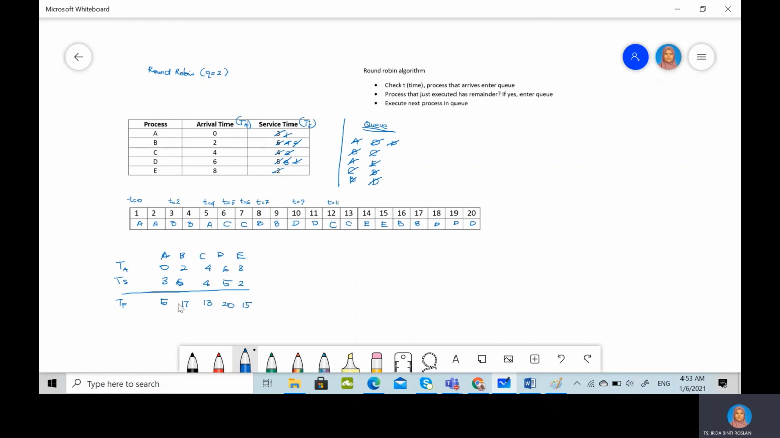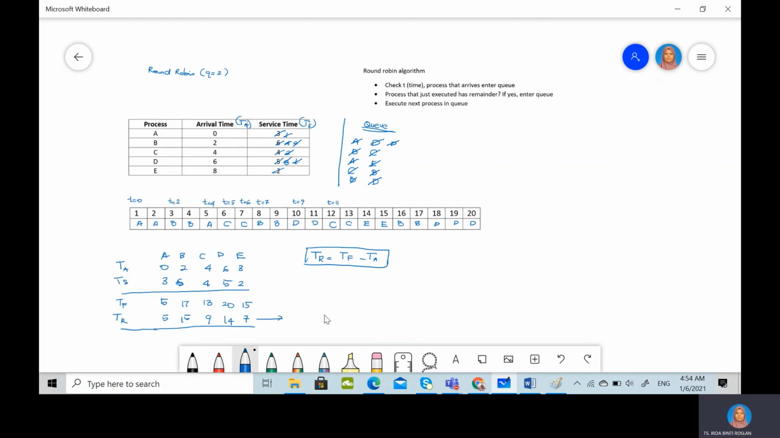Once you get the finish time, you can get the turnaround time using this formula. Turnaround time equals finish time minus arrival time. 5 minus 0, 5. 17 minus 2, 15. 13 minus 4, 9. 20 minus 6, 14. 15 minus 8, 7. So we already get the turnaround time.